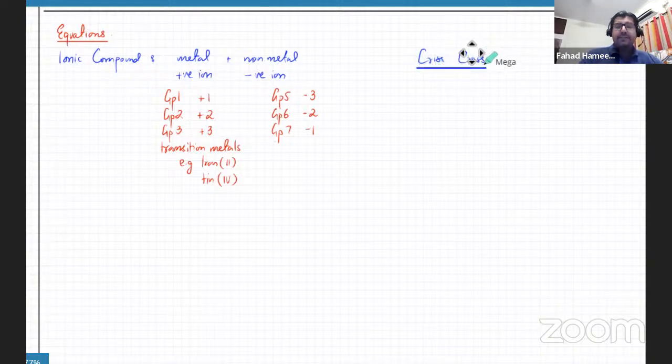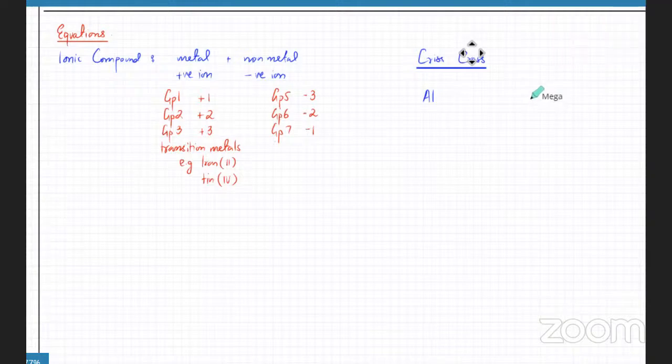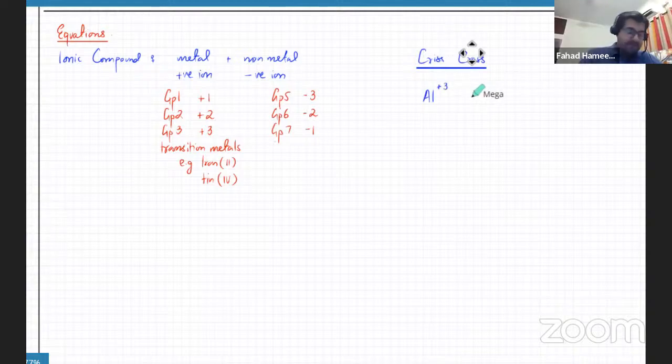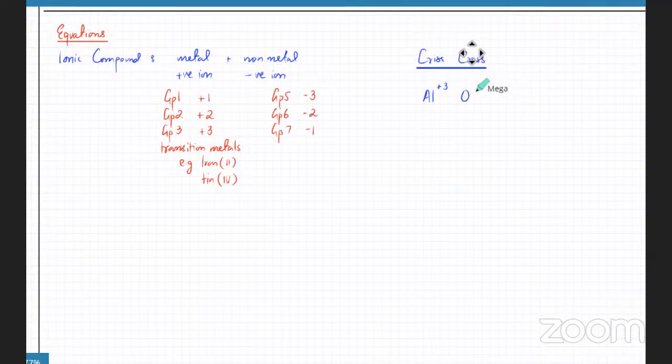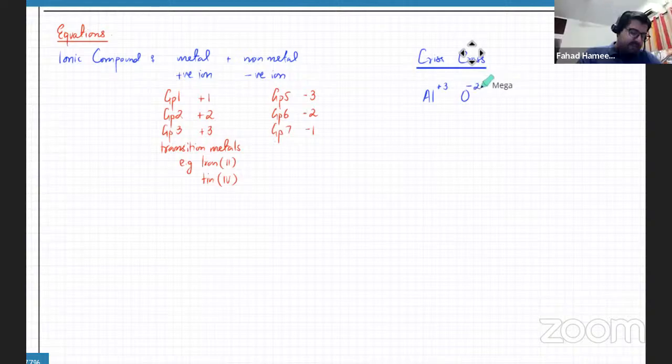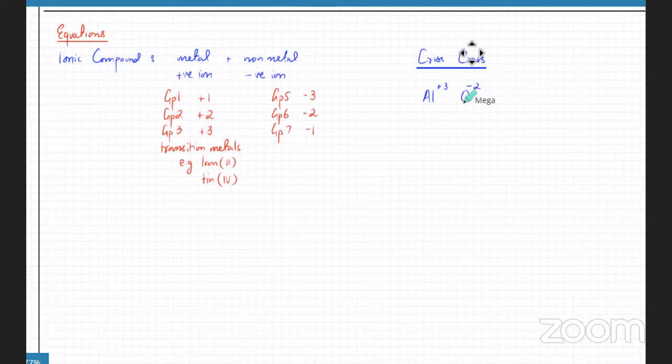So there's going to be a positive ion and there's going to be a negative ion. So if you have, let's say, aluminium, it's in group 3. What is the charge on aluminium? It's plus, in group 3. Okay, so that's +3. And I've got a non-metal, which is oxygen. Oxygen is in group 6, so what is the charge on oxygen? -2. Okay, that's -2. Does anyone know what the formula is, or how do you figure out the formula? It's going to be Al2O3.